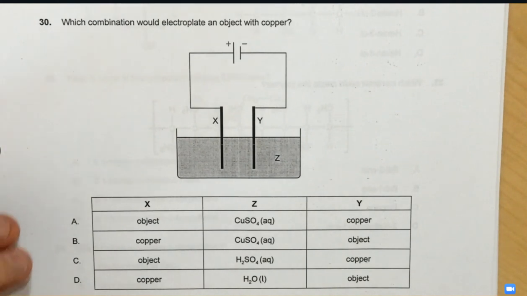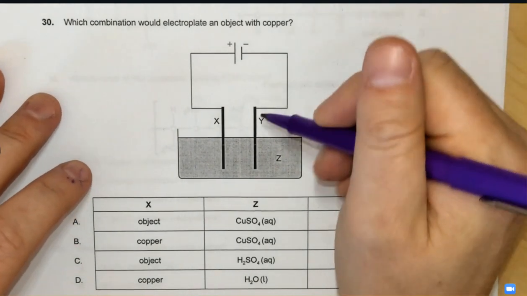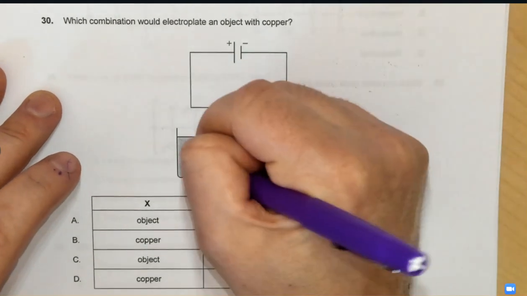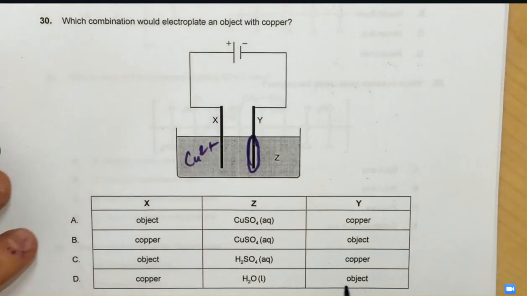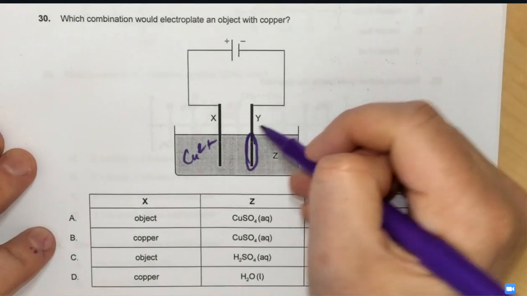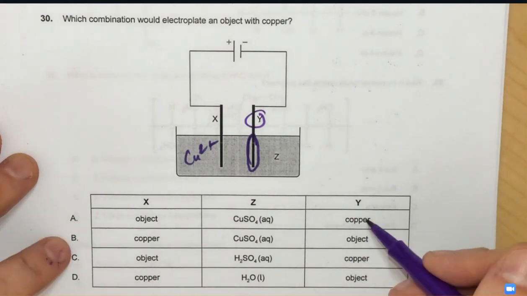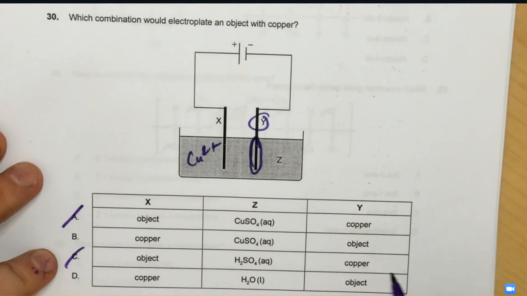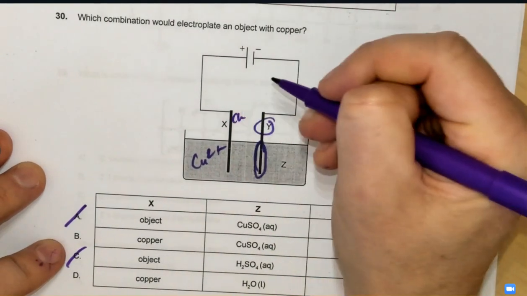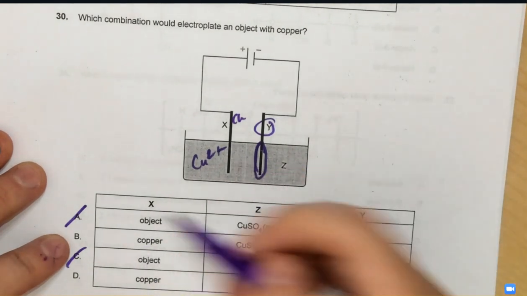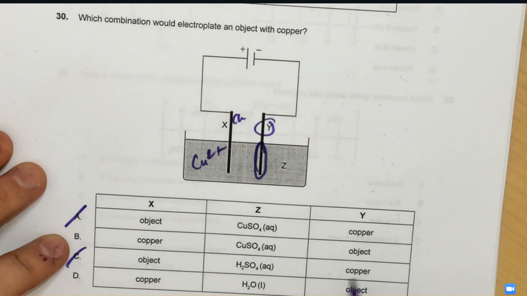Which combination would electroplate an object with copper? So remember, we want to attach the thing we want to plate to the negative electrode. We want to have a solution of copper 2 ions. So Z would be the object. Oh wait, no, Y, excuse me, it's Y, that's the thing. Y would be the object. So we can automatically eliminate choice A and C. X would be made of copper. Z would be an electrolyte with copper solution. So X is copper, Z contains copper ions, and Y is the object, so B.